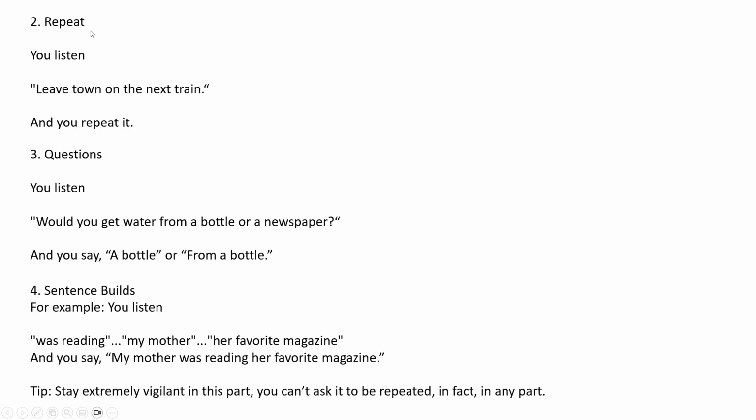Next topic is repeat. The AI will say some statement or phrase, you have to listen to it. Like it says, leave town on the next train, and you have to repeat the same thing. That's it. Be loud, be clear, speak as if you are speaking to your friend on a phone. Just speak normally, do not shiver, and do not stop in between. Just repeat what it says. This is a completely AI generated communication test. It just listens and gives the result.